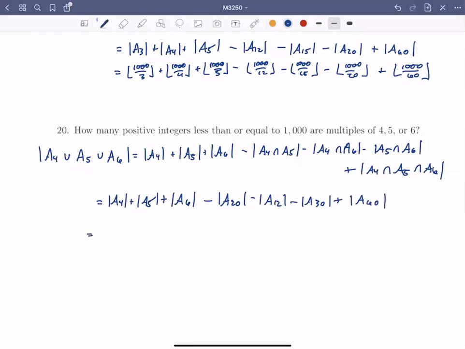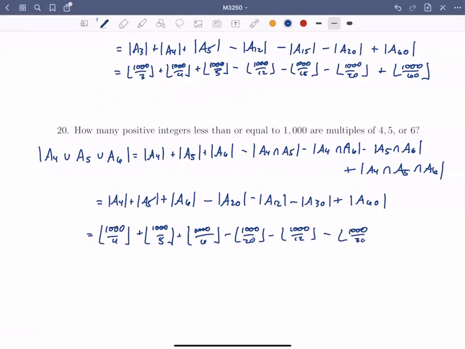Okay, and so you could basically mimic what we did above, take the floor of each of these: floor of 1,000 over 4, floor of 1,000 over 5, floor of 1,000 over 6, minus the floor of 1,000 over 20, minus the floor of 1,000 over 12, minus the floor of 1,000 over 30, and then plus the floor of 1,000 over 60. And then again, I'll leave it to you to actually calculate what these numbers are. Okay, but this is inclusion-exclusion at work.